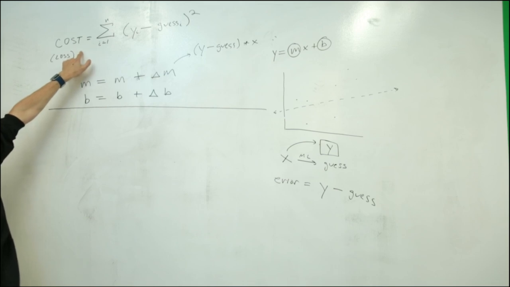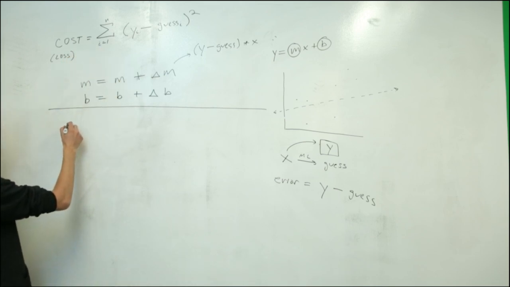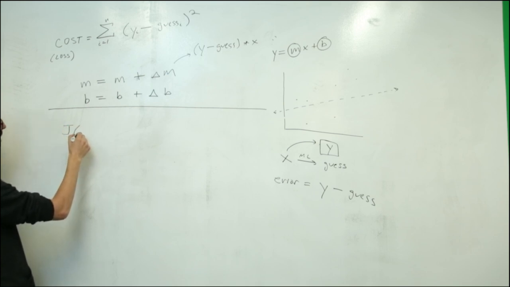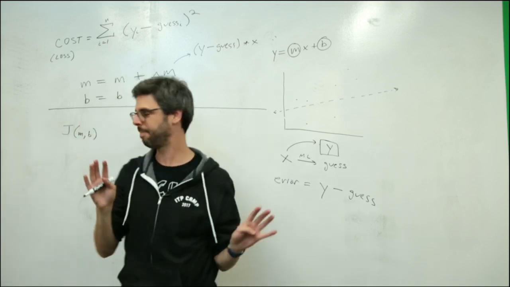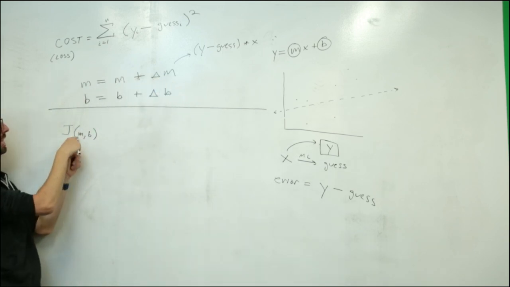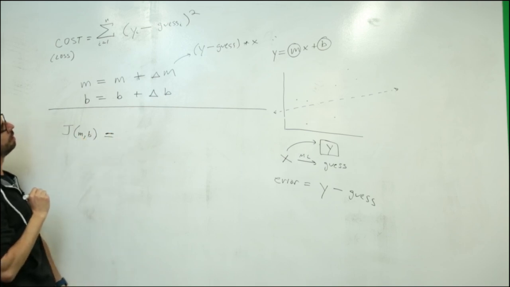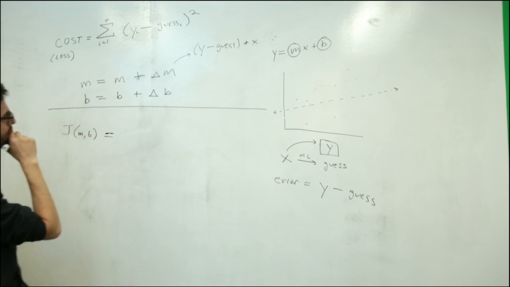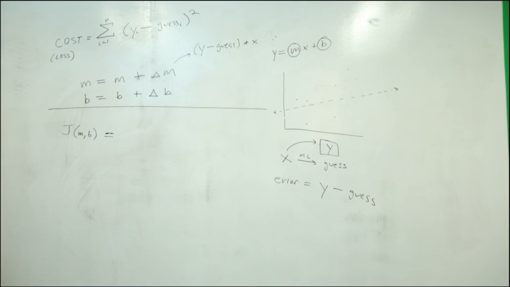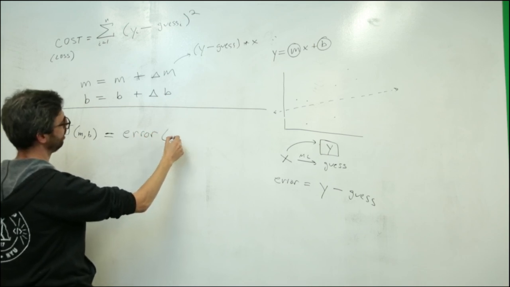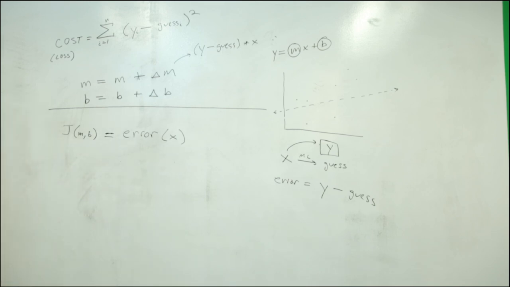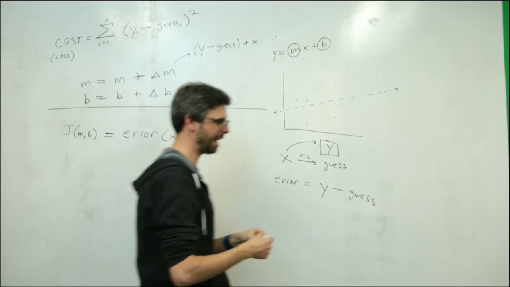I want to rewrite this function here in a slightly different way. This function, which I'm calling the cost function, let's call it J. J is a function based on m and b. So I want to get the error for m and b. I'm also going to remove the sum. And I'm just going to say, what's the error for any m and b equals... This is where I'm stuck and I might need some help with notation. I kind of want to call this error of x squared. Hold on, I'm stopping to think. Maybe I should give this a mathematical notation.